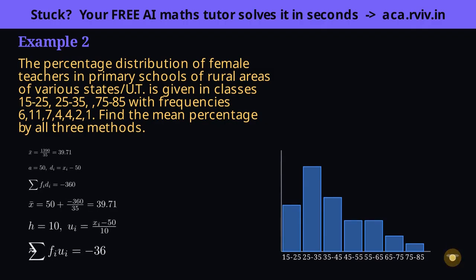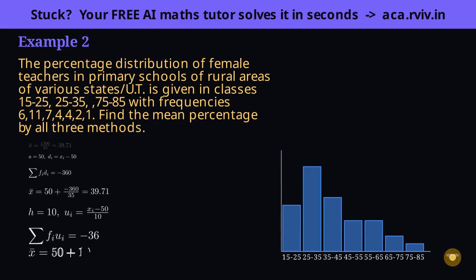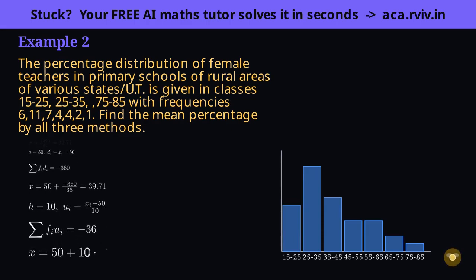Finally undo both moves, multiply back by the width h to undo the scaling, then add a to undo the shift. 50 plus 10 times minus 36 over 35 gives 39.71 a third time. 3 roads, 1 destination.